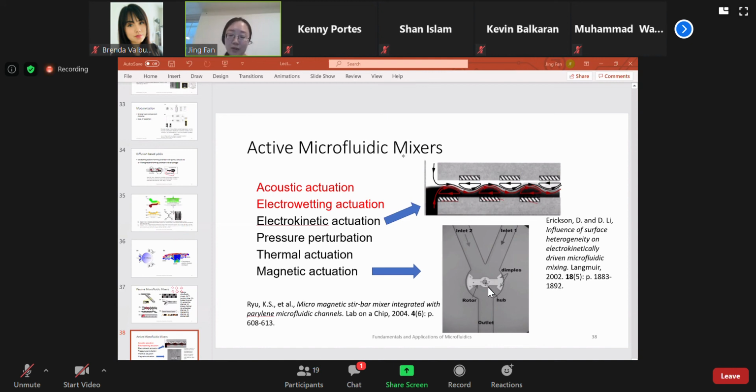Then when you apply an external magnetic field or a changing electric field, you can induce the movement or rotation of the magnetic bars or particles. And this particle or rotor rotation can then induce the fluid to rotate as well, and that can enhance the mixing of fluids.